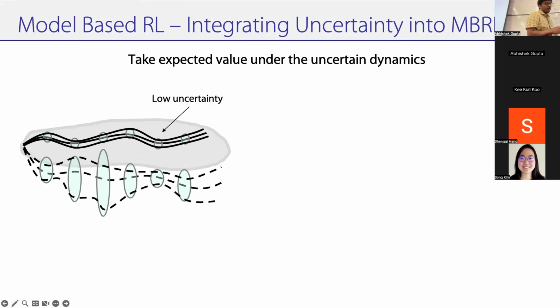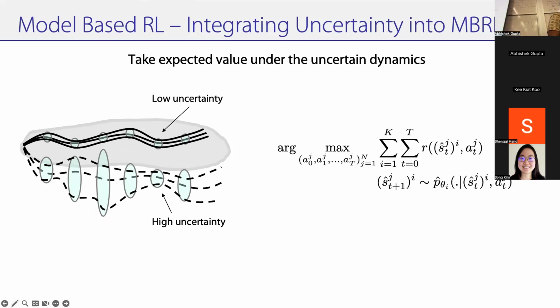So there's two ways that folks have tried to do this. The first way is to just say, let me take the expected value under this ensemble of dynamics. So what I'm going to do is, every step, I'm going to sample something from a different element of this ensemble. I'm going to take one step with one element of the ensemble, then another with another element, another with another element. And those things only agree on things where your uncertainty is low.